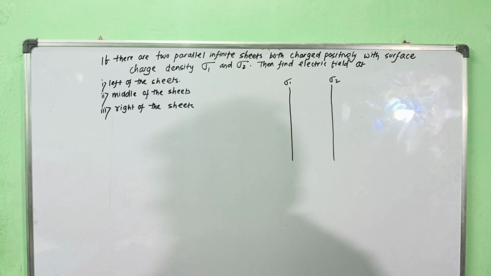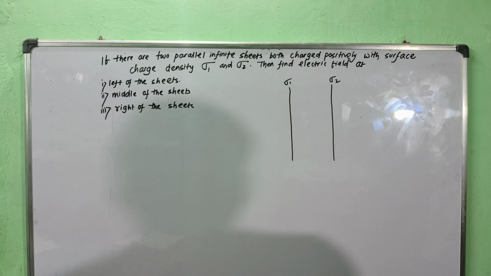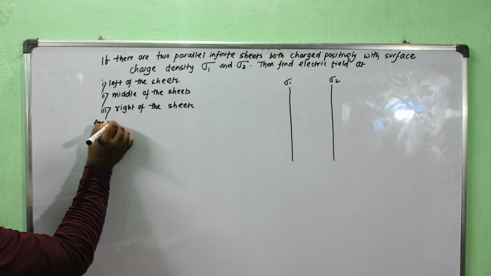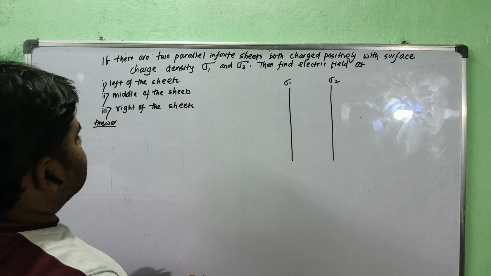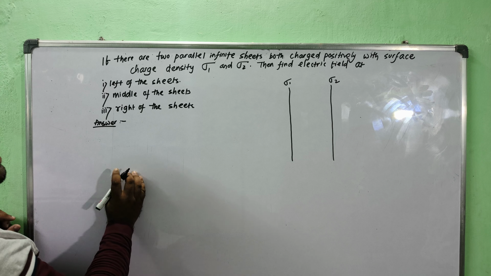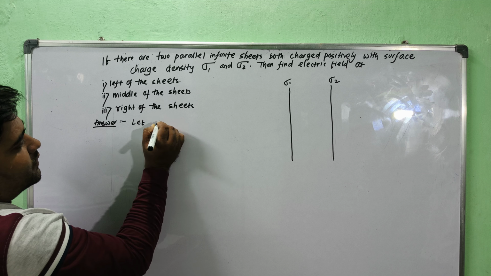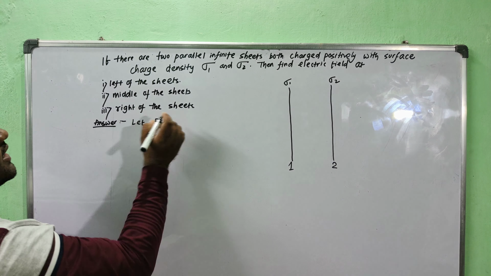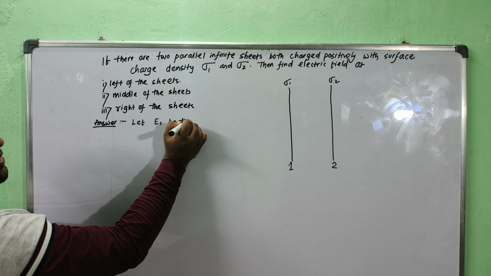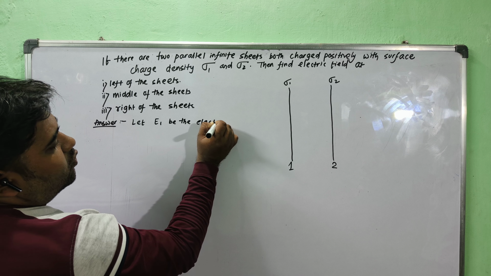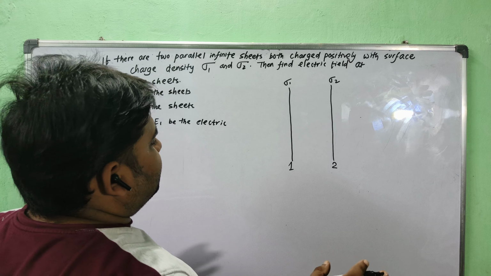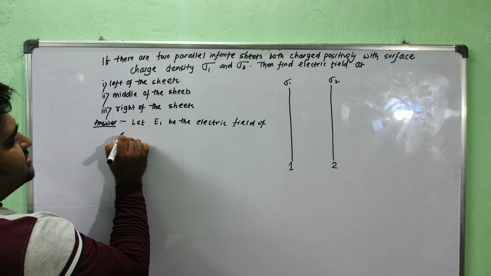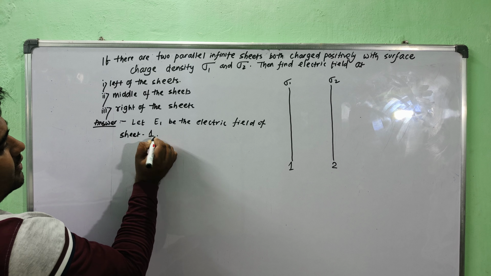So now let us write the answers. Before going to the answer, we are writing some introduction. This is sheet 1, this is sheet 2. Both are hanging in vacuum. Let E1 be the electric field of sheet 1.